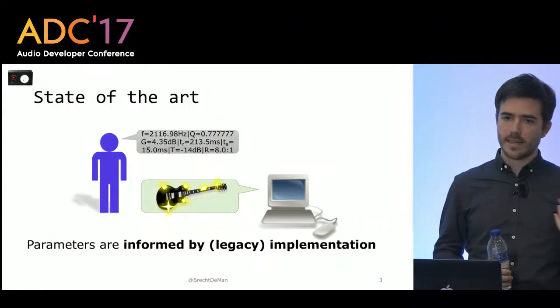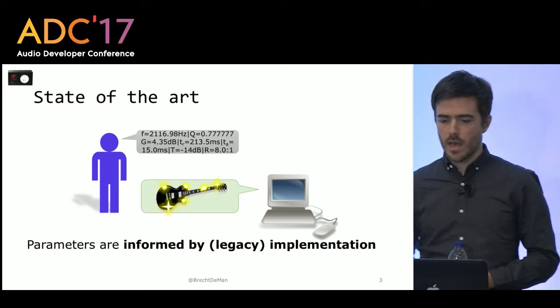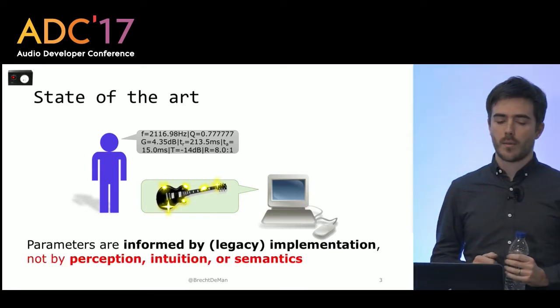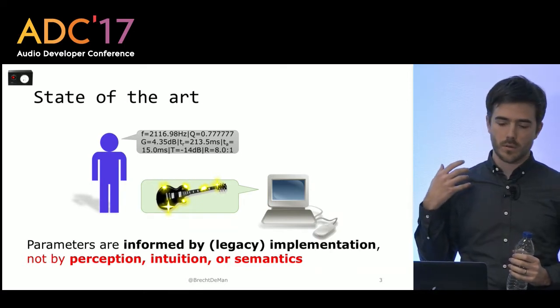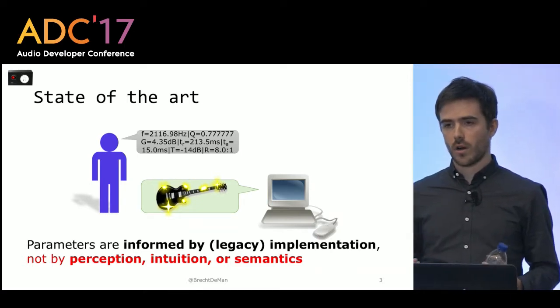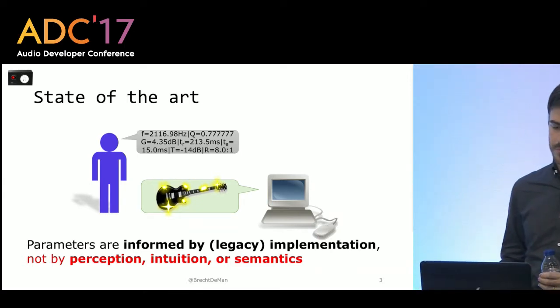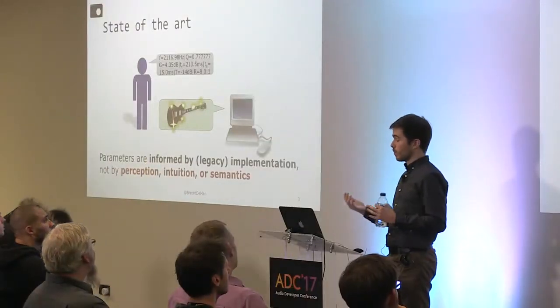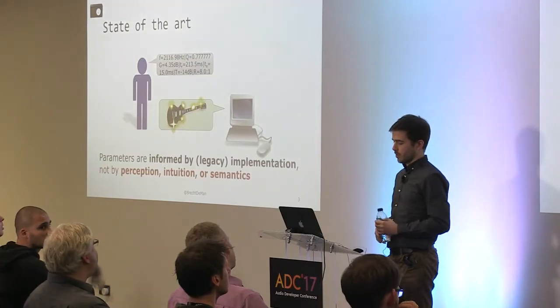So in other words, the parameters are really informed by the implementation, and not even the code necessarily, but actually legacy analog implementations, and not, as you might hope, by perception. It's not really intuitive, and the controls aren't really semantic in any way. So this is something that we as a group want to address, and I know a lot of other people are interested in this as well.